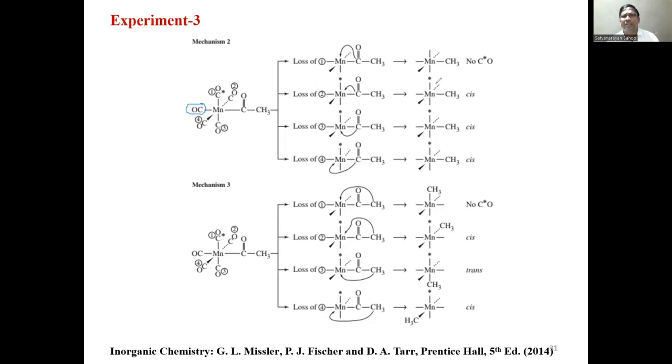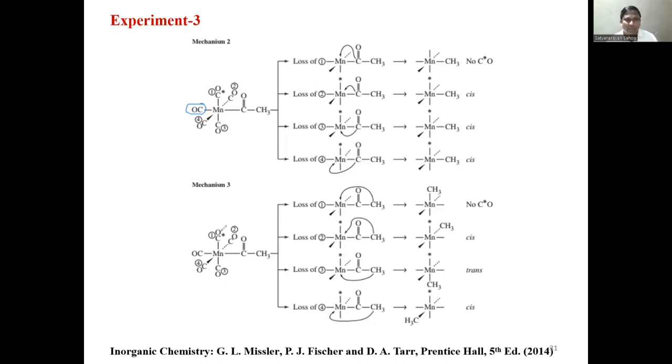And when the carbon monoxide goes to either 2, 3, or 4, this labeled CO and the methyl are trans, whether it goes to 2, 3, or 4. So we do not get any cis product. Rather, we get 3 parts trans and 1 part where there is no labeled CO. So probably mechanism 3 will be the right choice for us.